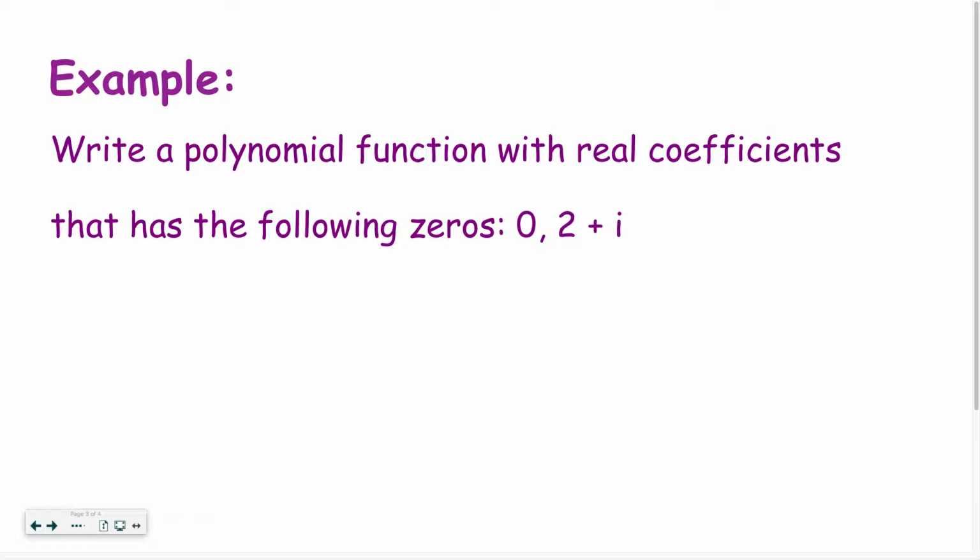Write a polynomial function that has real coefficients and the following zeros: 0 and 2 plus i. How many zeros have I told you about? 2. How many zeros must this polynomial have? 3. If 2 plus i is a zero, we know 2 minus i is also a zero. Never will 2 plus i be all alone. His conjugate will be there. So if you have 3 zeros, what type of polynomial function do you get? Cubic, third degree.